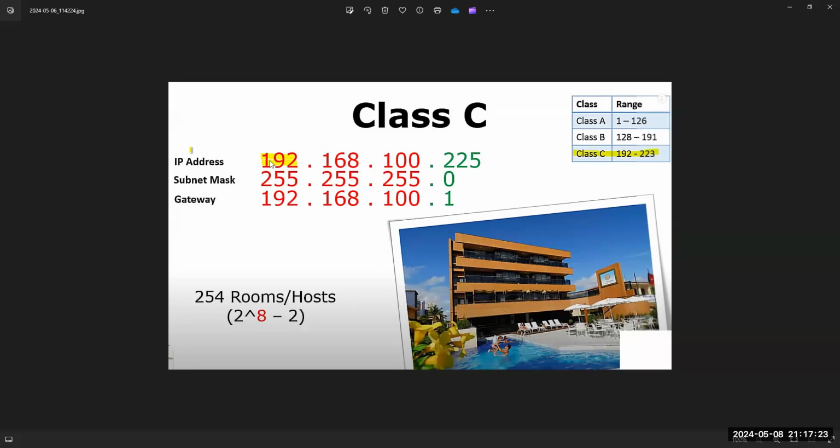Now, here if you see the IP address is 192. If it starts from 192, it is within class C.